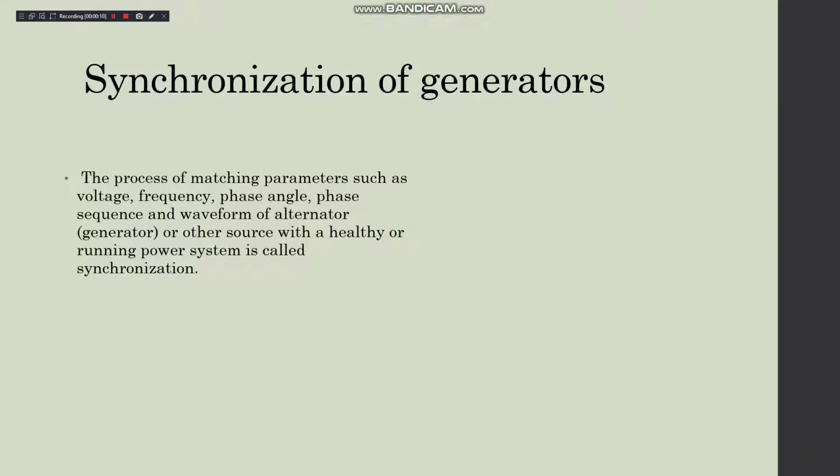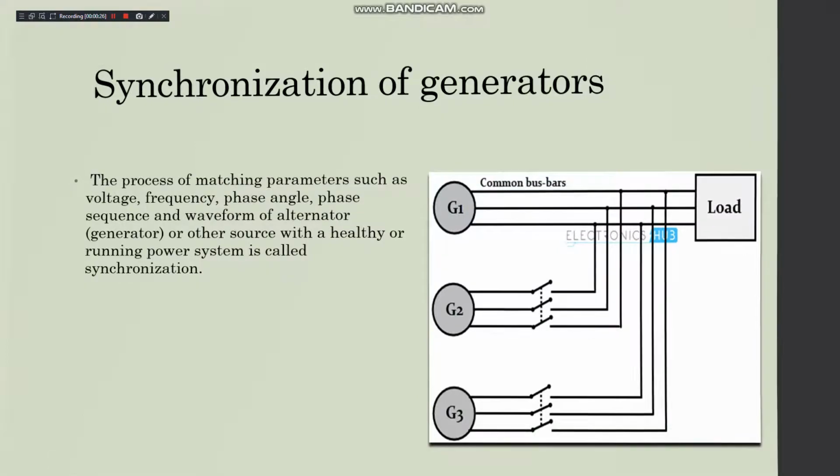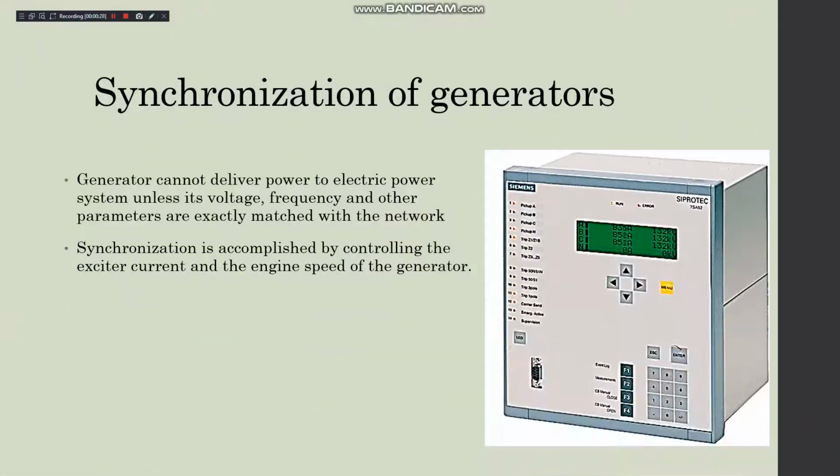The synchronization of generators means that we match the parameters of an oncoming generator to the bus bar system of a power system. Those parameters include voltage, frequency, phase angle, phase sequence, and waveform. A generator cannot supply the load if it has unmatched frequency or parameters to the bus bar system. Synchronization can only be accomplished by means of varying the exciter current and the engine speed of the generator.